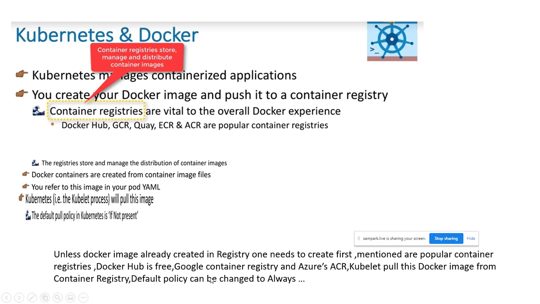Kubernetes and Docker go hand in hand. That is the way they have been built. And whenever we say Kubernetes master nodes and worker nodes, you have to understand that these nodes are all Linux machines. They are not Windows machines.